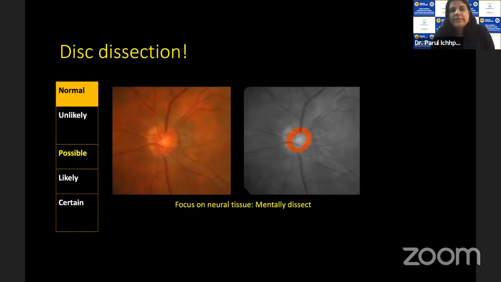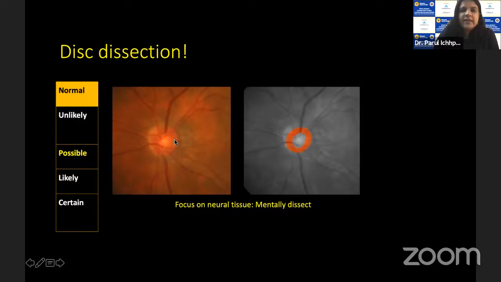Whenever you're looking at a disc, this is a system which Professor S.S. Pandav has developed, and I've been mentored by him. And this is what I really find very practical in day-to-day clinical settings, that you need to mentally do disc dissection. When you're looking at the optic disc, always first evaluate a disc in a dilated scenario. Once you have dilated, do a mental dissection of the disc and see where is the neuroretinal rim.